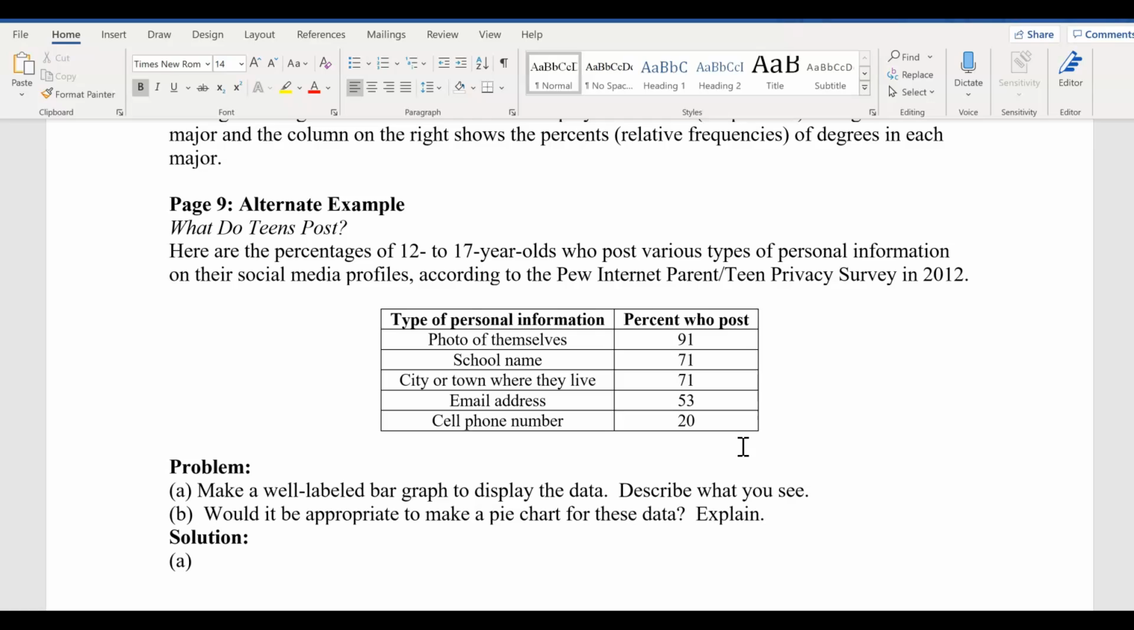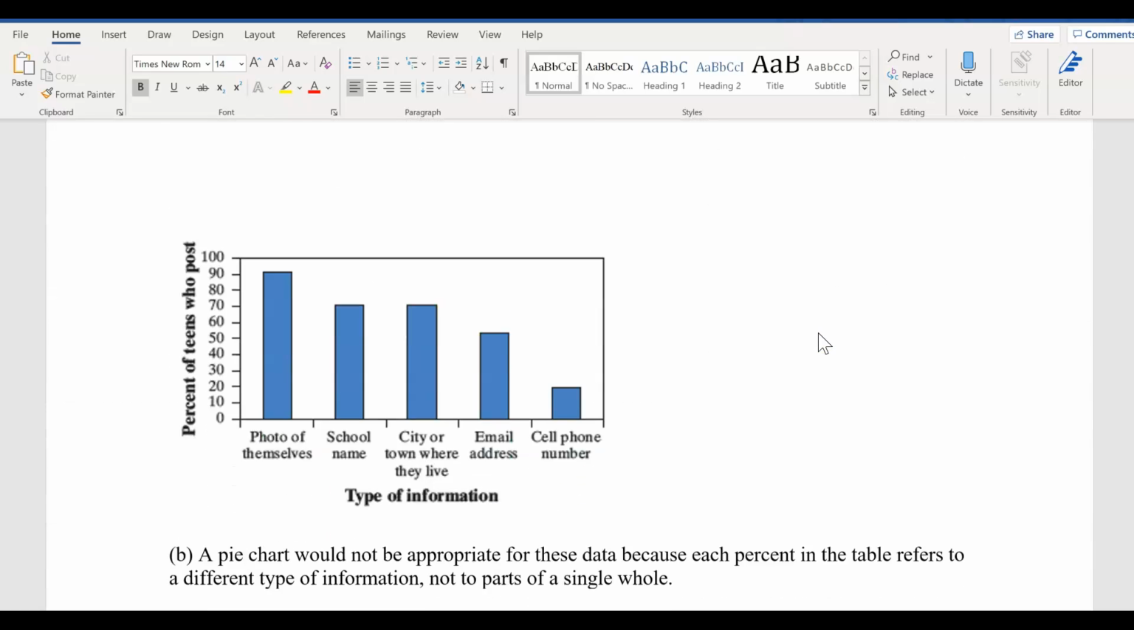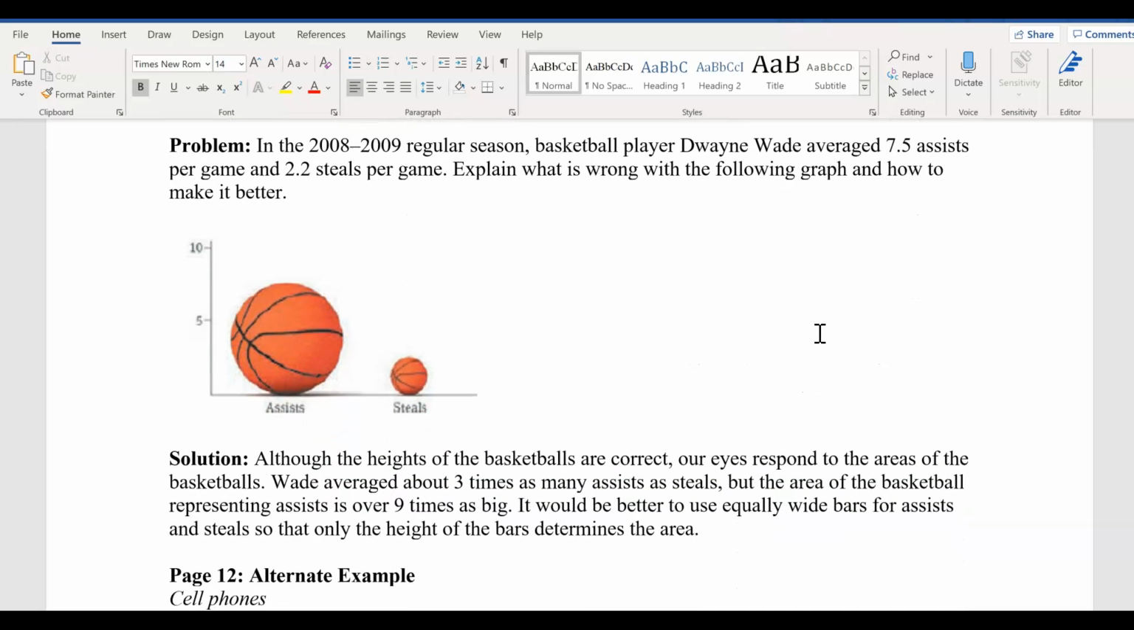So the easiest way to think about whether the percentages would make sense in a pie chart is, this is just like what percent of people 12 to 17 post these photos, not what percent of their posts are photos, right? So the other thing I can do is just look right away. I can see these percentages don't add up to 100. So a pie chart would not be appropriate for this because they're not parts of a single whole. It's just the percentage of time that these folks make those particular posts. So a pie chart would not be appropriate in that situation, okay?